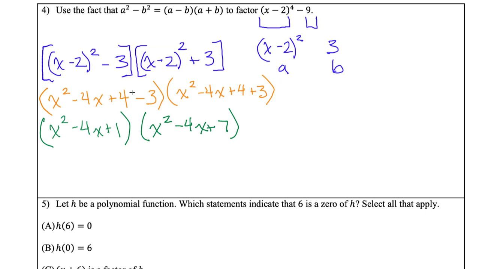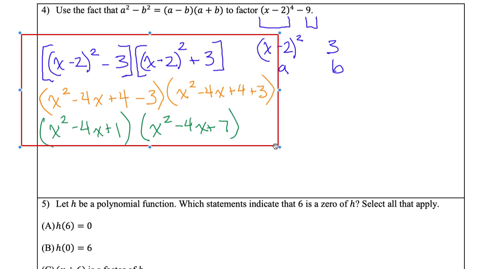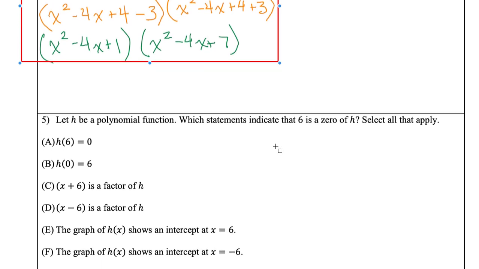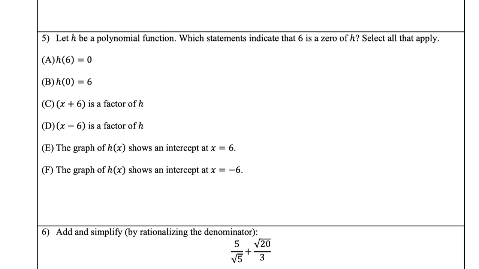All right, so these are 3 possible answers, 3 equivalent forms. You can box all of those if you'd like. All 3 of those are your answers. Let's move on to number 5. Number 5 we've seen almost verbatim. It's just tricky is all. So we know that h is a polynomial, and we know that we're trying to find something that indicates 6 is a 0.